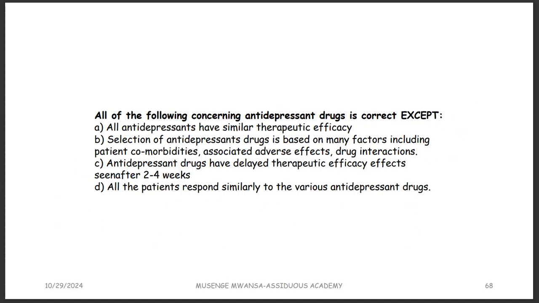Number one, all the following concerning antidepressant drugs is correct, except: all antidepressants have similar therapeutic efficacy; selection of antidepressant drugs is based on many factors, including patient comorbidity, associated adverse effects, drug interactions; antidepressant drugs have delayed therapeutic efficacy effects seen after 2 to 4 weeks; all the patients respond similarly to the various antidepressant drugs. Which one would you pick, doctors, for this one? Anyone? Which one amongst these options appears to be false?